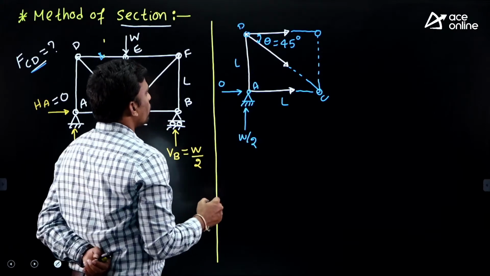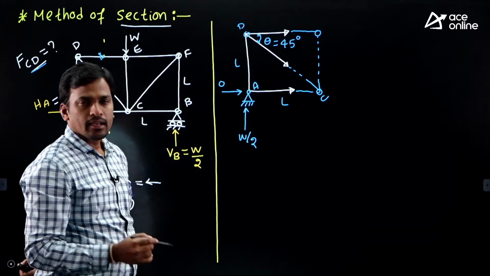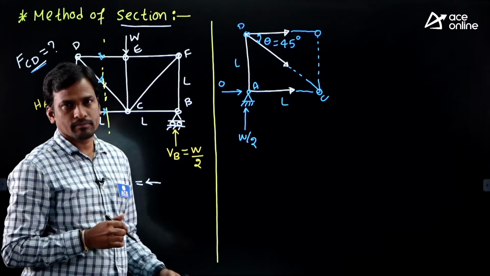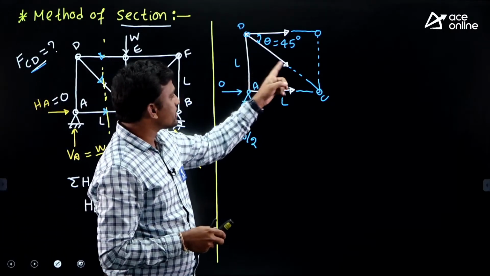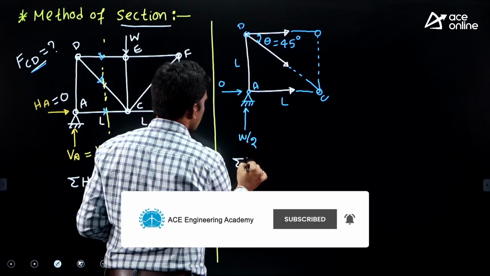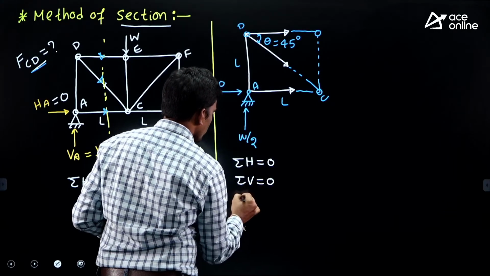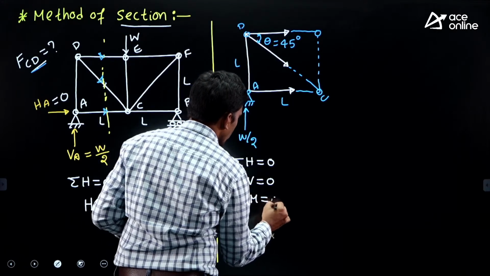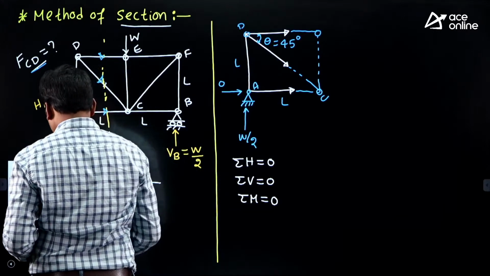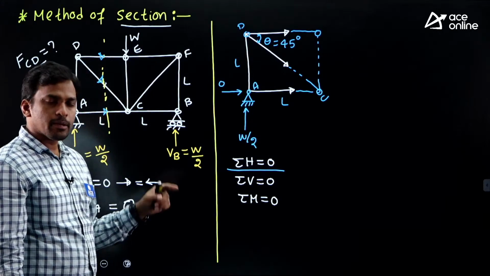Right, students, now I want to find the force in member CD. Is member CD a horizontal member, vertical member or inclined member? Member CD is an inclined member. For an inclined member, the preferable equilibrium equations are sigma H equals 0, sigma V equals 0 and sigma M equals 0. First, we'll try sigma H equals 0. Is it possible or not?